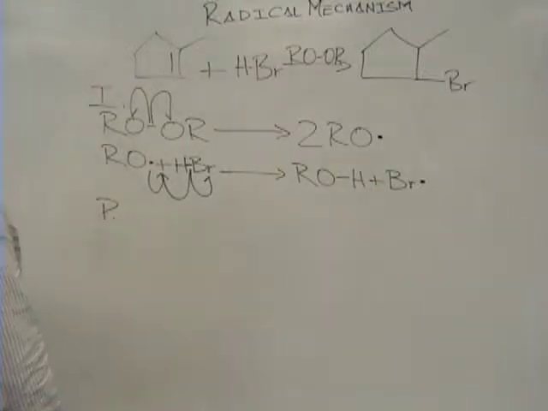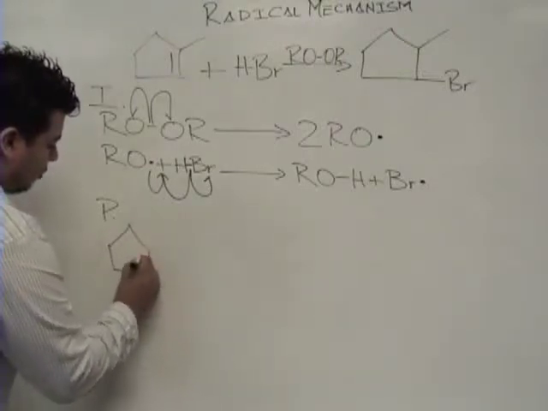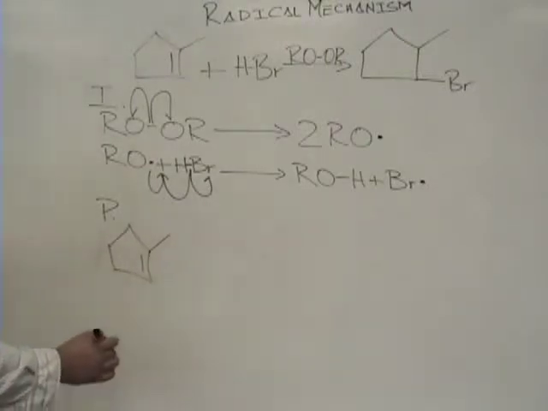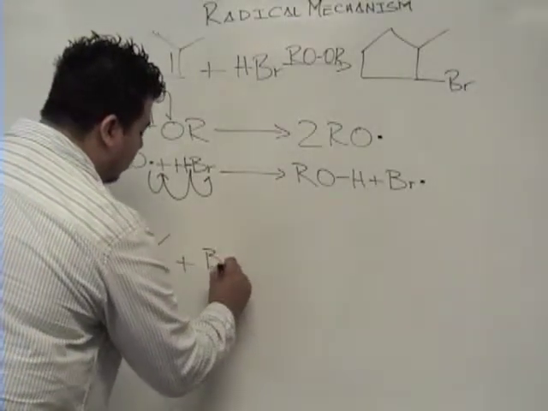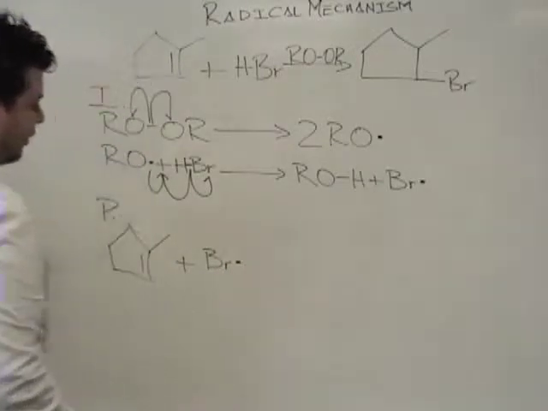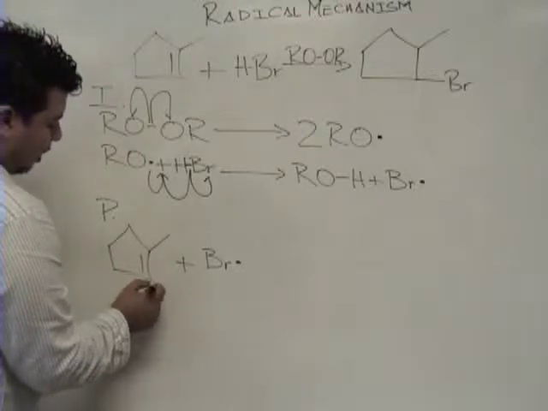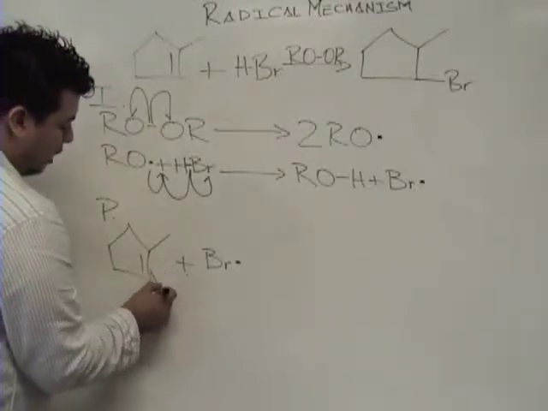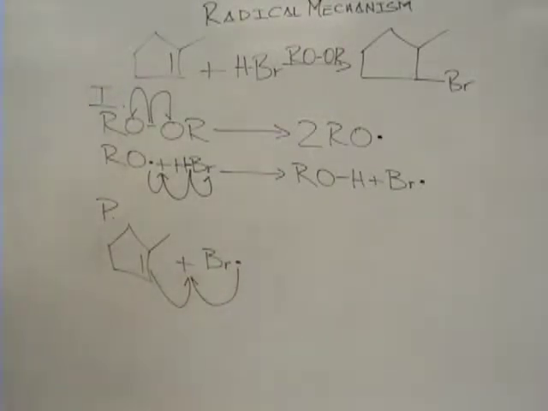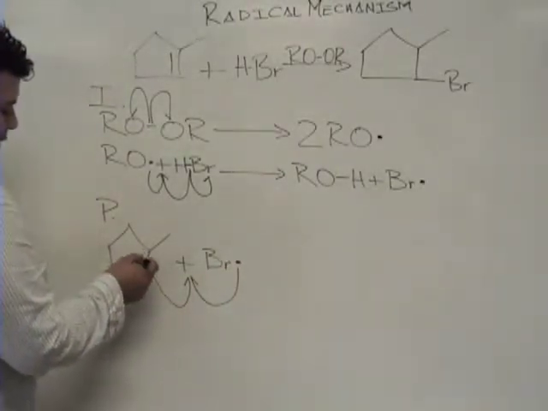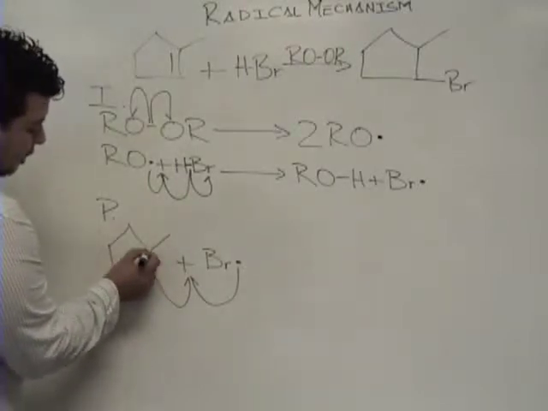So propagation will be our alkene. We'll copy the alkene right here, and it has a methyl group right there, plus the Br radical. So what will happen is one of the electrons from this double bond is going to come and make a bond with this radical right there, and the other one is going to go to one of the carbons in the double bond, either this one or this one.